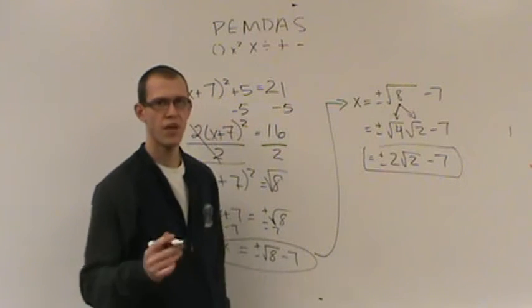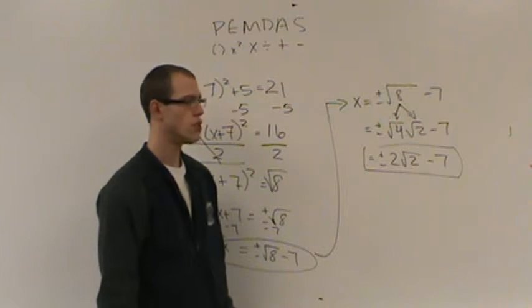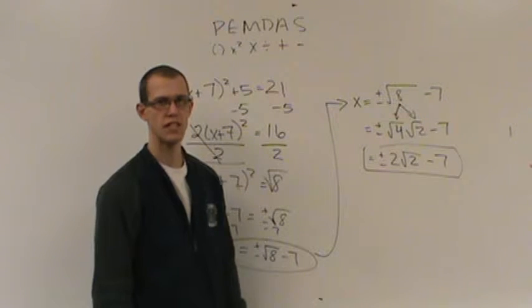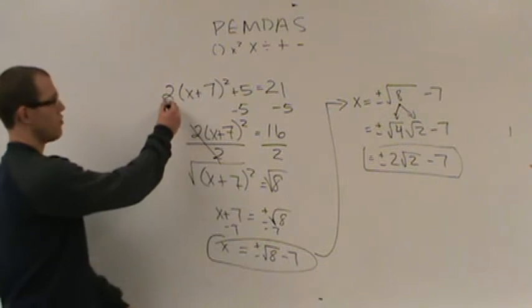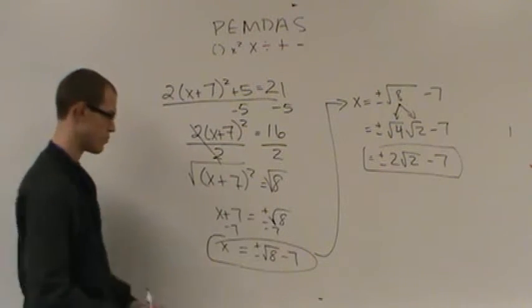This answer right here, that's perfectly fine. Leave it like that. That's all we need. So plus or minus 2 square roots of 2 minus 7 is our answer for the original problem up here. All right, let's do another example.